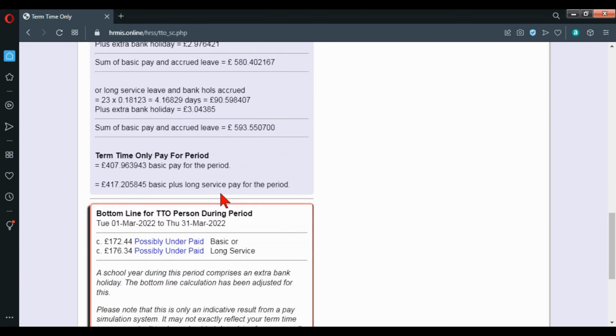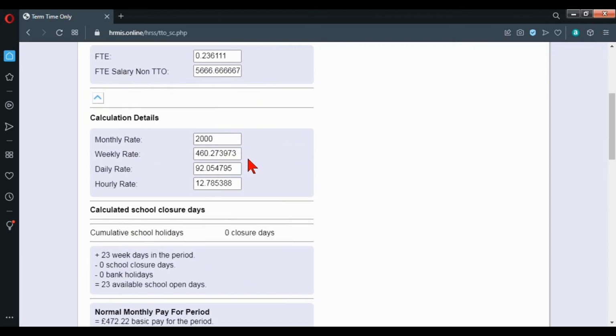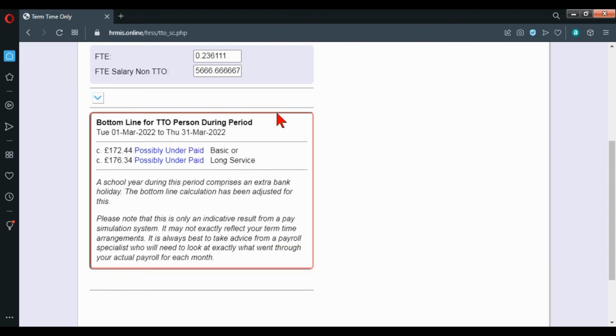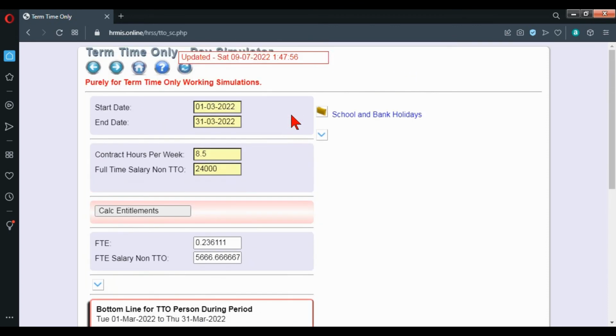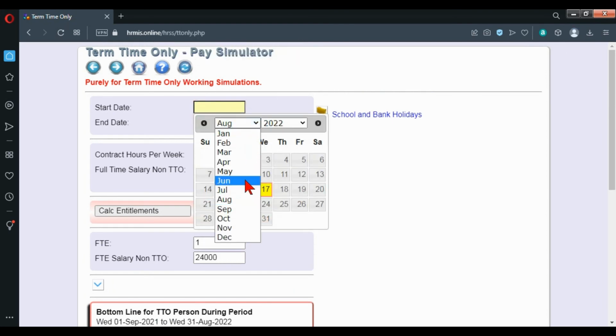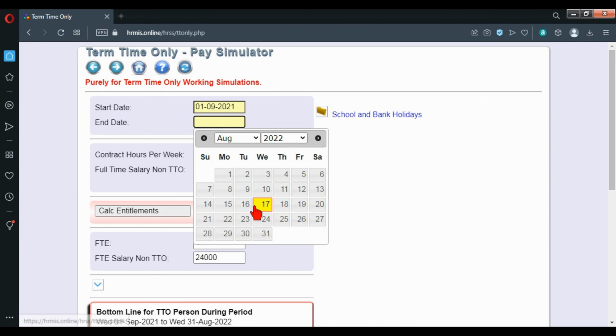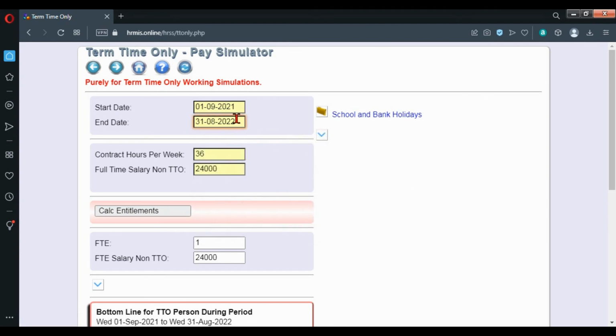Now, it occurs to me that the one thing that we have not done is show a balance where the person is neither under nor overpaid. An easy scenario is looking at a person who works a full school year that starts on the first of the month, with the summer holidays ending at the end of the month. And as if by magic, that is the 2021-22 school year in this system. Let's get the default screen up. Let's put in the dates of 1st of September 2021 through to 31st of August 2022. Salary remains 24,000. Calculate entitlements.